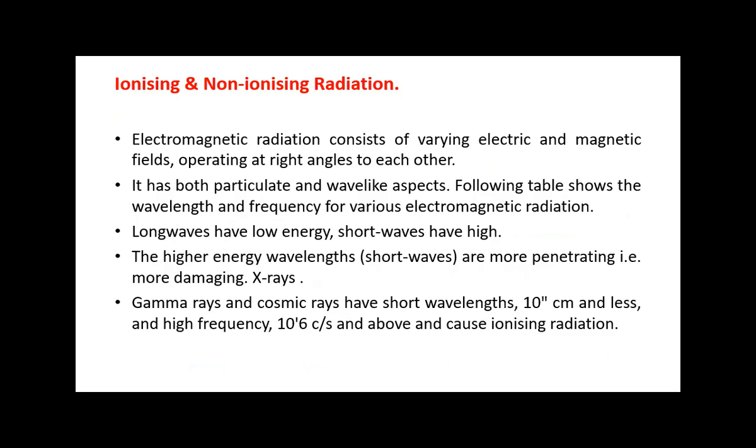Electromagnetic radiation consists of varying electric and magnetic fields operating at right angles to each other. It has both particulate and wave-like aspects. The following table shows the wavelength and frequency for the various electromagnetic radiations. We will discuss this table in the next slide. Long waves have low energy, and short waves have high energy. This is the basic principle we have to understand.